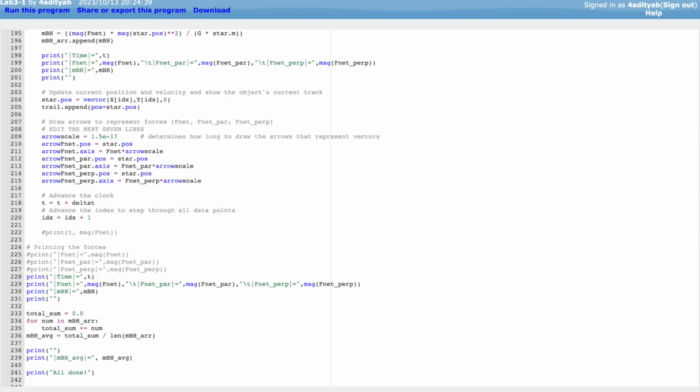At the top are just the print statements I do for each loop of the calculation loop, where I print the time and all the forces, magnitudes, and the mass of the black hole at that instance.